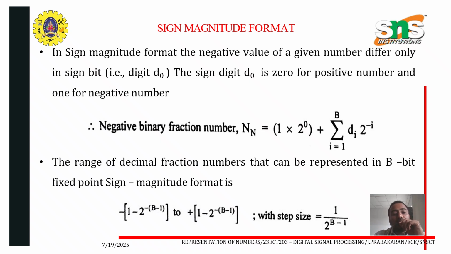Also, the range of decimal fraction number that can be represented in capital B bit fixed point sign magnitude format is range from minus 1 minus 2 power minus B minus 1 to plus 1 minus 2 power minus B minus 1, with step size 1 divided by 2 power capital B minus 1.